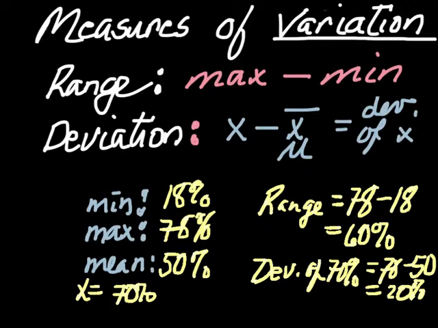Now, if I asked you to find the deviation of somebody with a 30% average in class, then that would be 30 minus 50, or a negative 20%. So negatives are allowable on deviations. Okay, let's go to the next slide and we shall talk about variance and standard deviation.